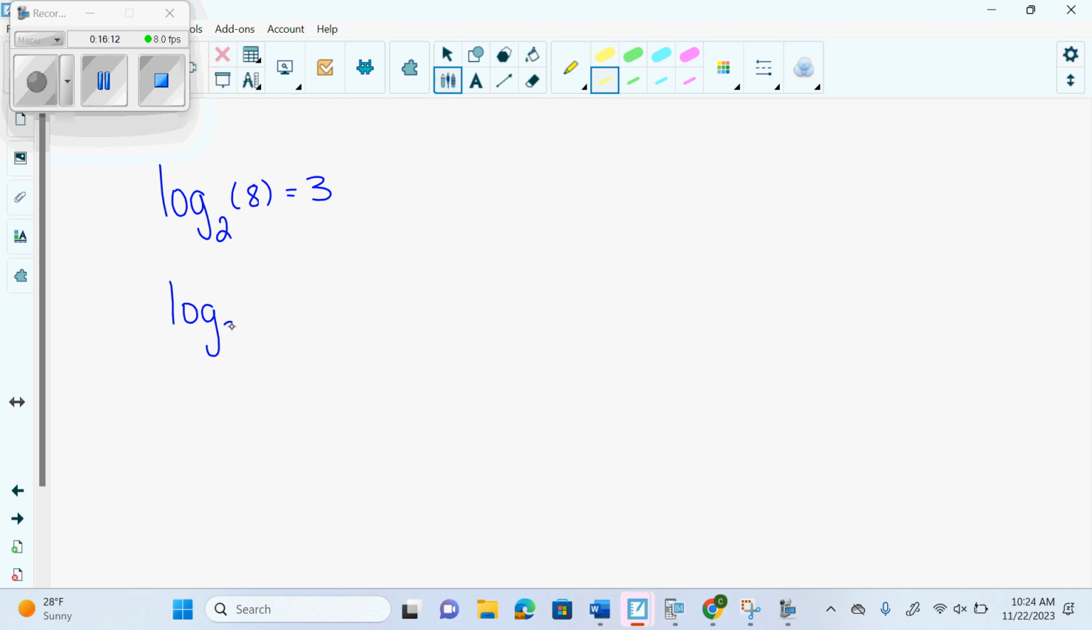Okay, try this one. Log base 3 of 27. Oh, man, I'm too good. What about log base 2 of 32? It's 5. Okay, what about this? Log base 1/2 of 4. It is -2.